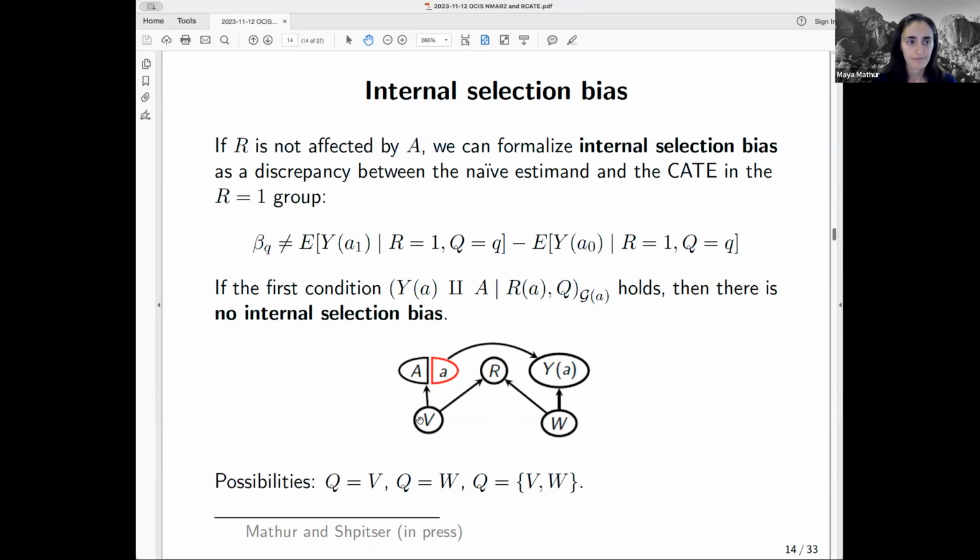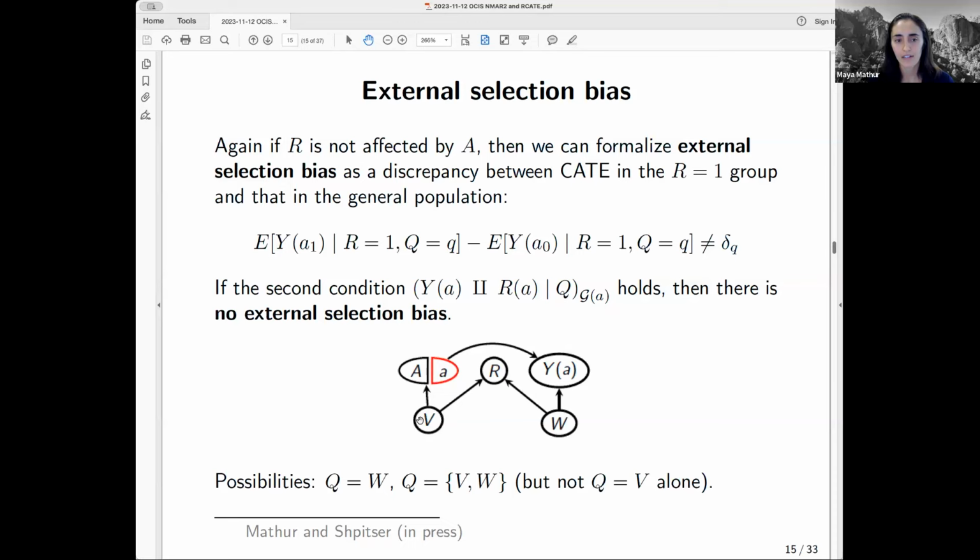All right, what about external selection bias? Again, for the setting where selection is not affected by the exposure, we could formalize external bias as a discrepancy between the CATE in the R equals one group versus that in the general population. It turns out that if the second condition holds, no paths between Y^a and R^a that are unblocked conditional on Q, then that suffices to have no external selection bias. And so in this structure, W or both W and V would work to eliminate external selection bias. But interestingly, V alone does not, right? Because V blocks this backdoor path, but it doesn't block the Y-R path. And so you can see how the choice of conditioning set would depend on whether the target of inference is the CATE in the general population or that among only the selected group.